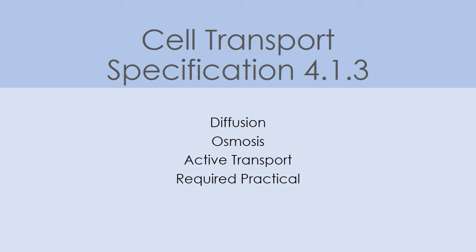So this is looking at cell transport. The specification reference is 4.1.3. So we're going to be looking at diffusion, osmosis, active transport, and then that required practical using potato and sugar solution, or any plant or vegetable and any kind of solution. So we'll start off by looking at diffusion.